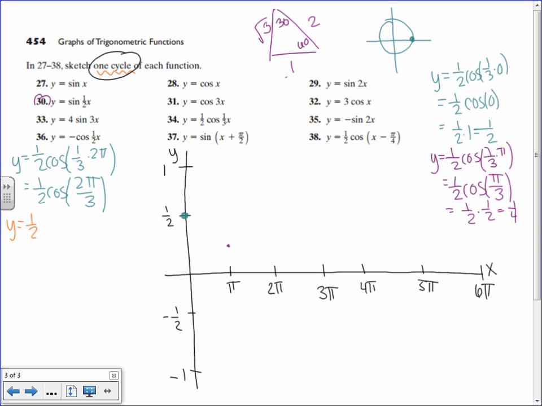Y is equal to 1/2 the cosine of 1/3 times 3 pi. And this is nice because these 3's cancel. So now you've got 1/2 the cosine of pi. And the cosine of pi, well, pi is 180. That's over here on my unit circle. The cosine value there is -1 because that's the x value. So this is 1/2 times -1, which is -1/2. So at 3 pi, I'm down here at -1/2.